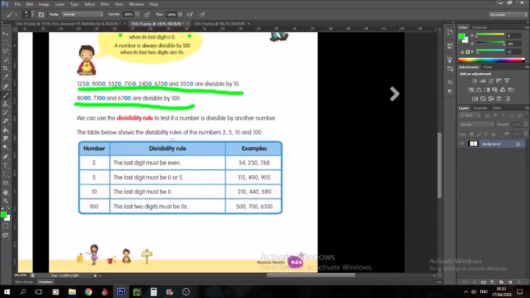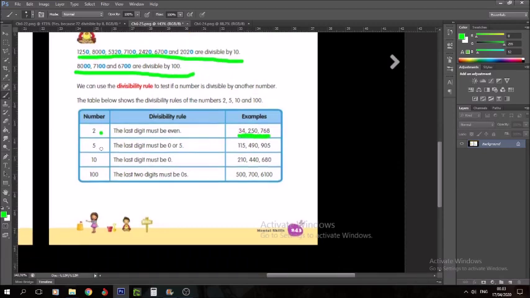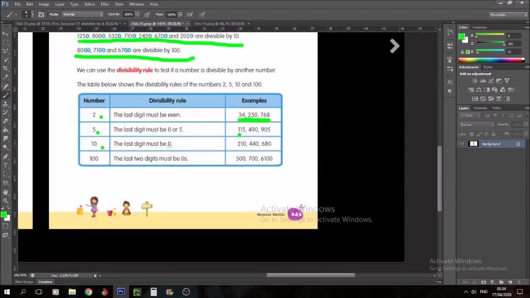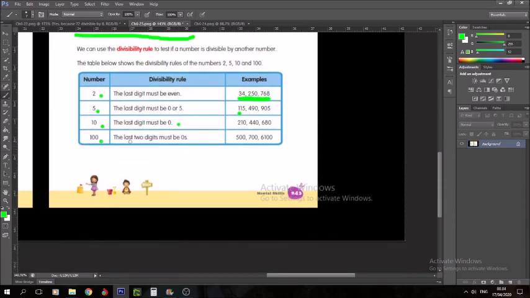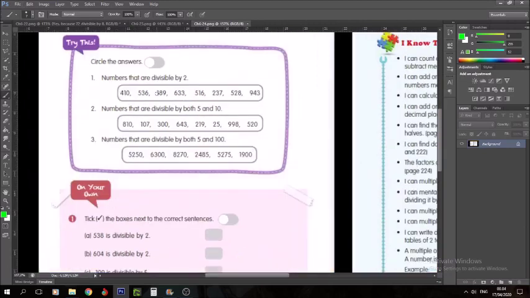The table below shows the divisibility rules for numbers 2, 5, 10, and 100. So for the numbers that can be divided by 2, the last digit has to be even. These are examples of the numbers that are divisible by 2. Next, the numbers that are divisible by 5, the last digit must be 0 or 5. These are the examples. And then number 10, the last digit must be 0, and 100, the last 2 digits must be 0. These are the examples. Next to page 244, circle the answers.